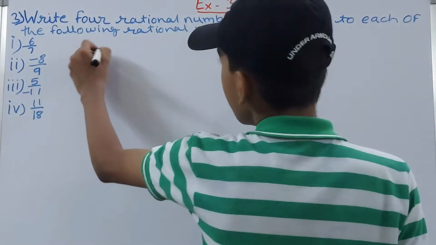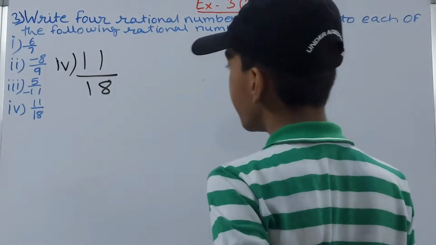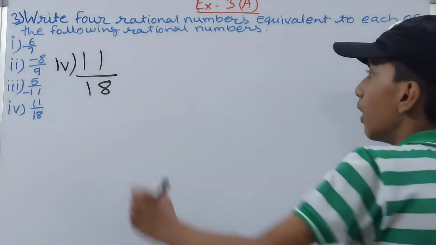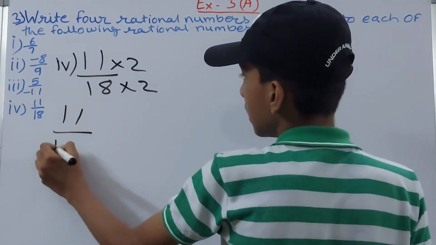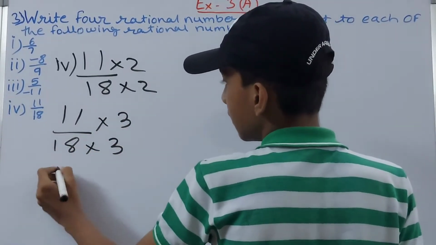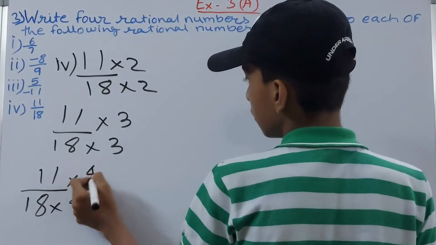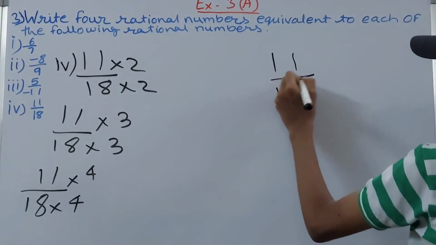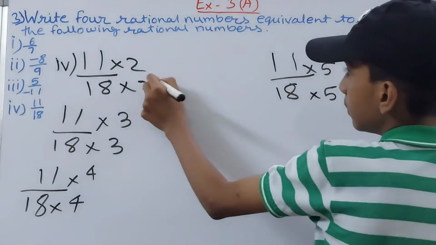This is 11 upon 18, the fourth part. So again, we will multiply this by 2, 3, 4, 5. So 11 upon 18 into 2, 11 upon 18 into 3, 11 upon 18 into 4, and last we have 11 upon 18 into 5.